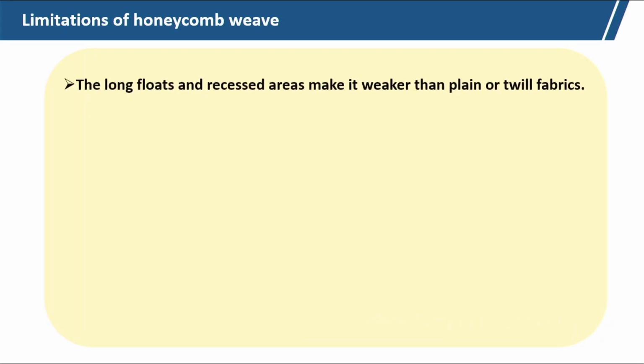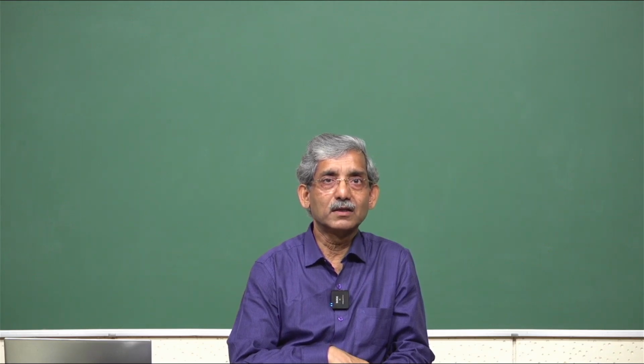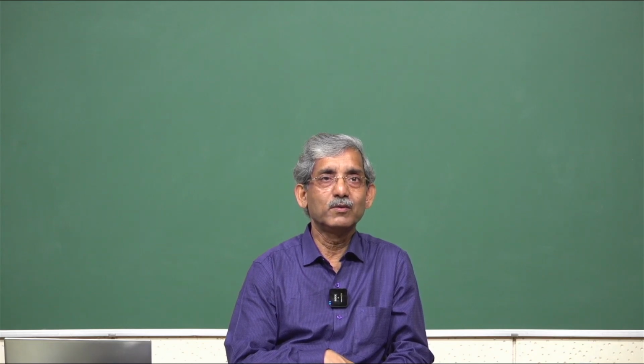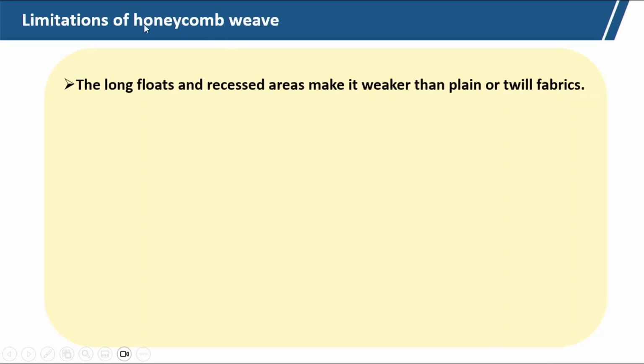The limitations are that here the long floats and recessed area make it weaker than plain and twill weave. So, because of the long float and relatively loose structure, it is a little bit weaker than the plain weave and twill weave, and the structural integrity is a little bit less than the plain and twill weave. This is mainly due to the lace interlacement and the cell structure.